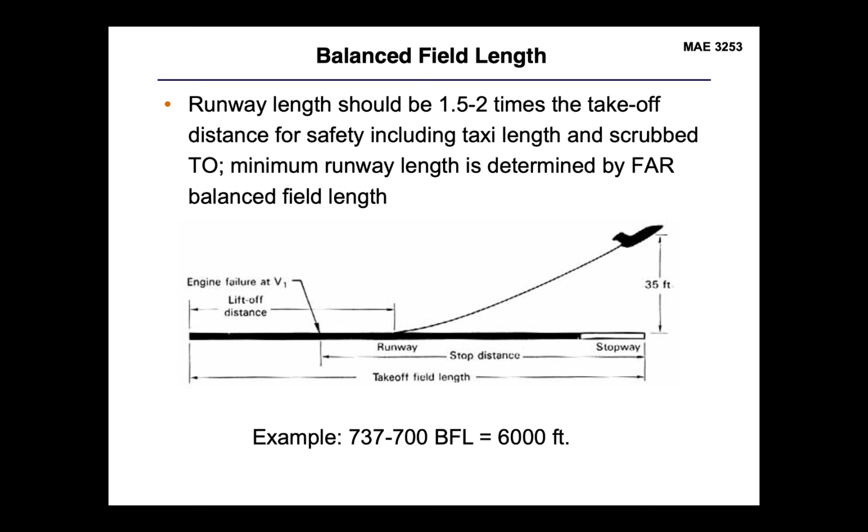Now, our alternative is if we're below that decision speed and we lose an engine, then we want to be able to decelerate. So we essentially have to run through a calculation of takeoff from zero velocity to that decision speed, and then run a calculation of our braking or our landing distance from that decision speed all the way back down to zero velocity. And that's going to determine our minimum runway length requirement. And that's where the name balanced field length comes from. It's a balance of both your takeoff and your landing distances.